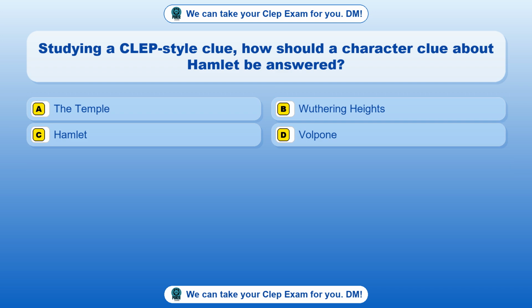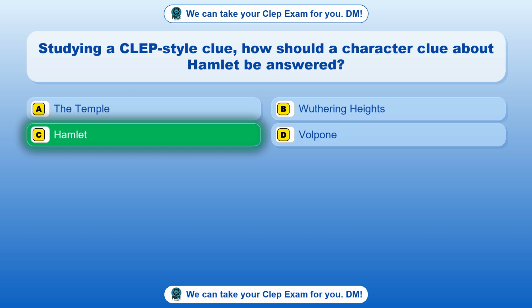Question 48. Studying a CLEP-style clue, how should a character clue about Hamlet be answered? Option A. The Temple. Option B. Wuthering Heights. Option C. Hamlet. Option D. Volpone. The correct answer is option C.